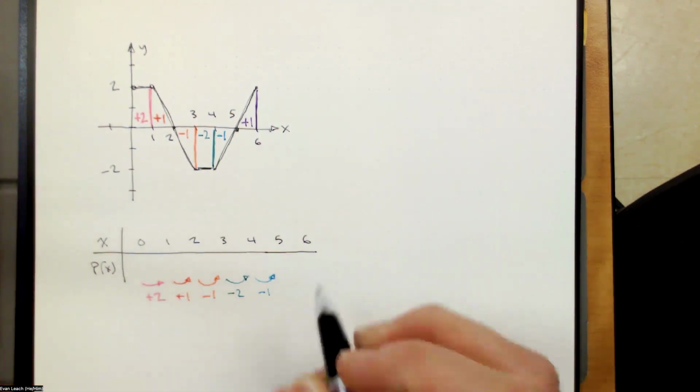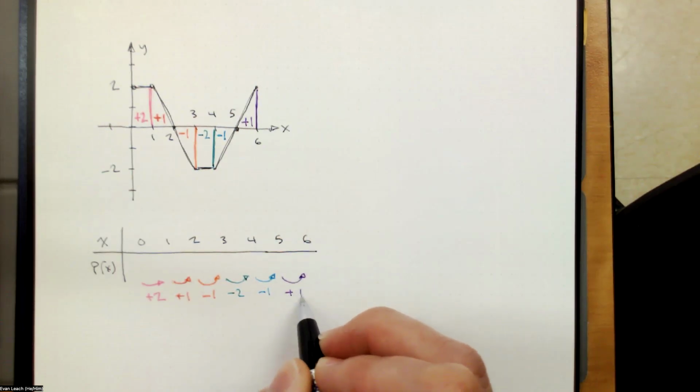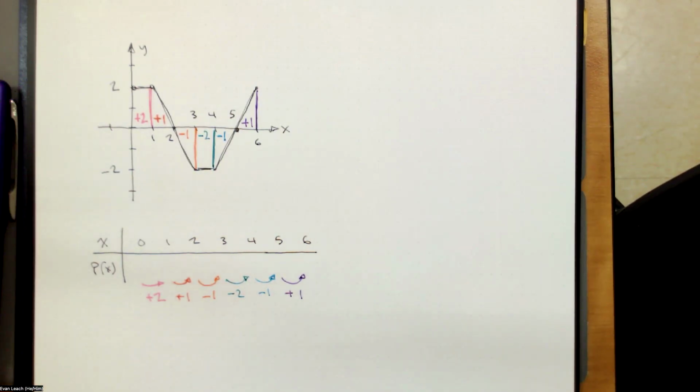And from 5 to 6, an increase of 1. These are just the changes that we see. We have to have some starting value. We have to establish a plus C.